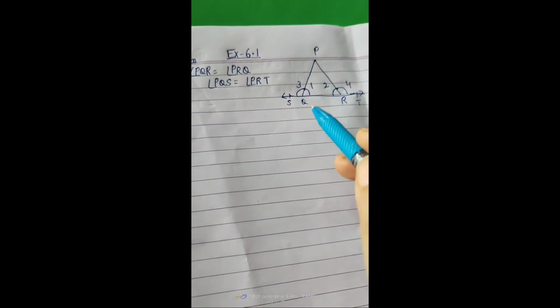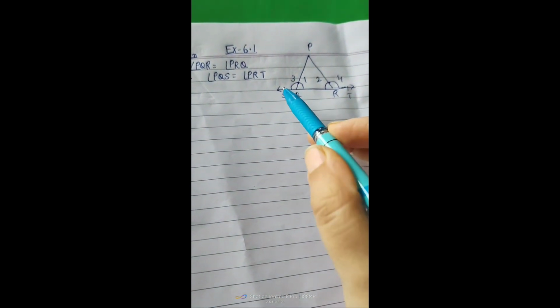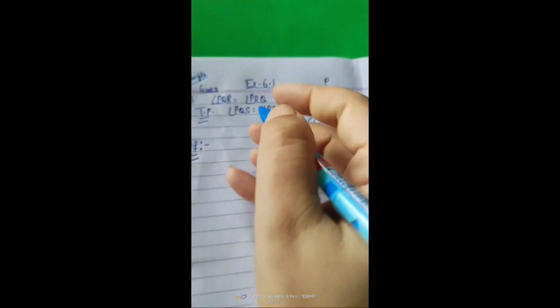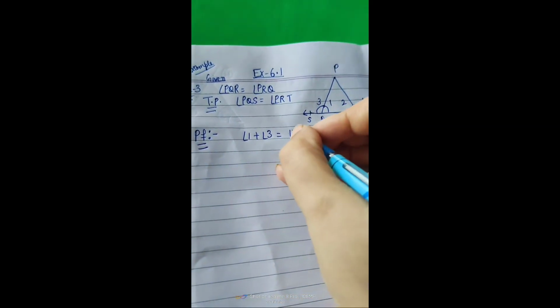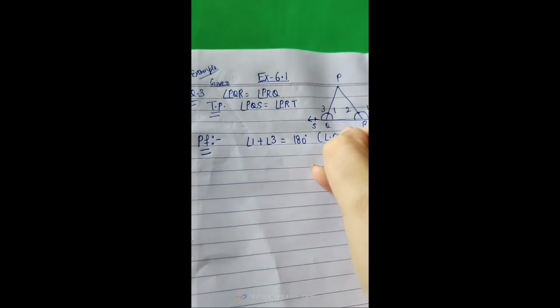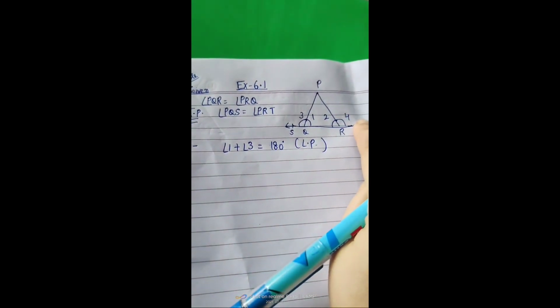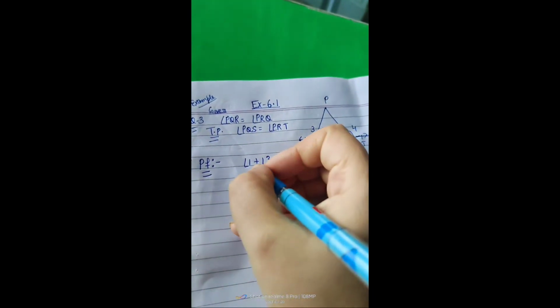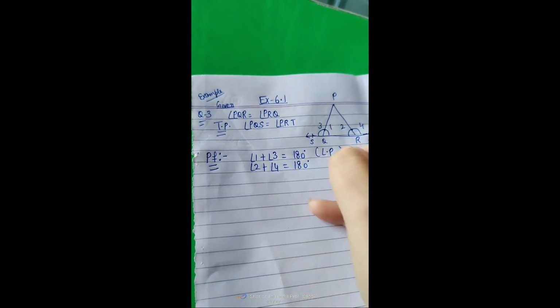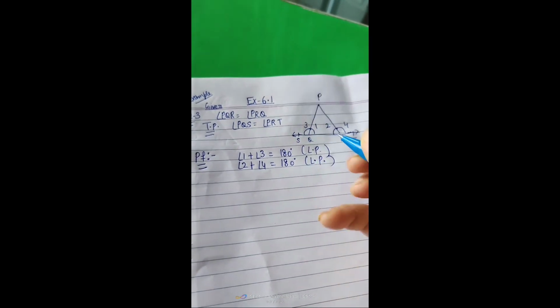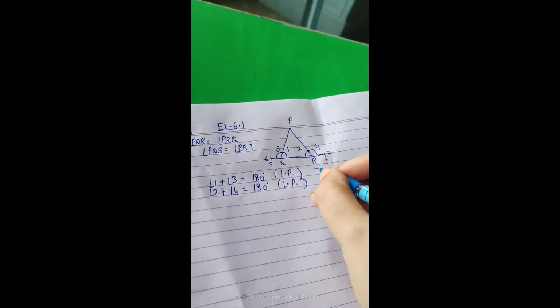Let's start. Here we can see that ST is a straight line standing on the ray PQ. So 1 and 3 form a linear pair. So angle 1 plus 3 is equal to 180 degrees. Reason: linear pair. Same for angle 2 and 4: again ST is a straight line, so 2 and 4 form a linear pair. So angle 2 plus 4 is equal to 180 degrees. Reason: same, linear pair. Call these equation number 1 and equation number 2.